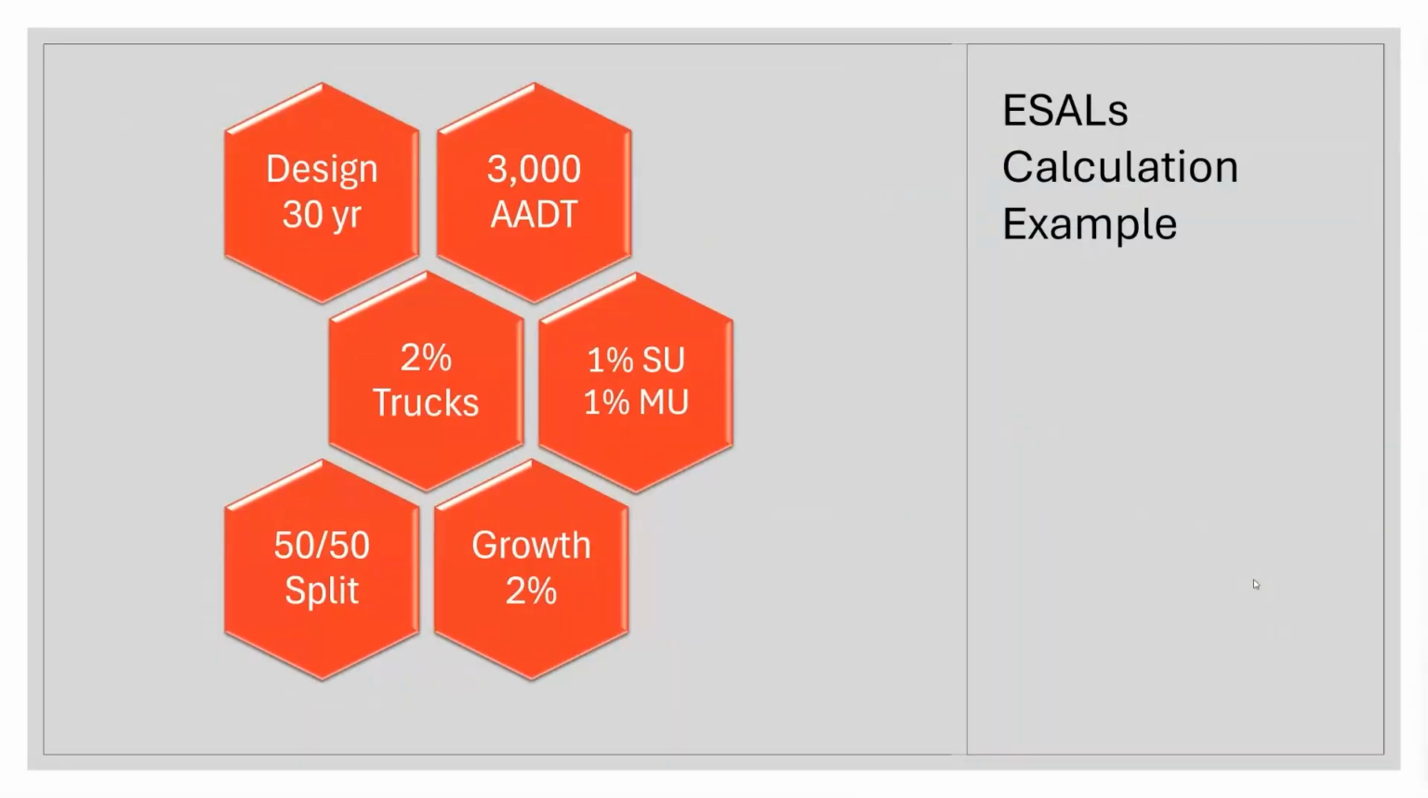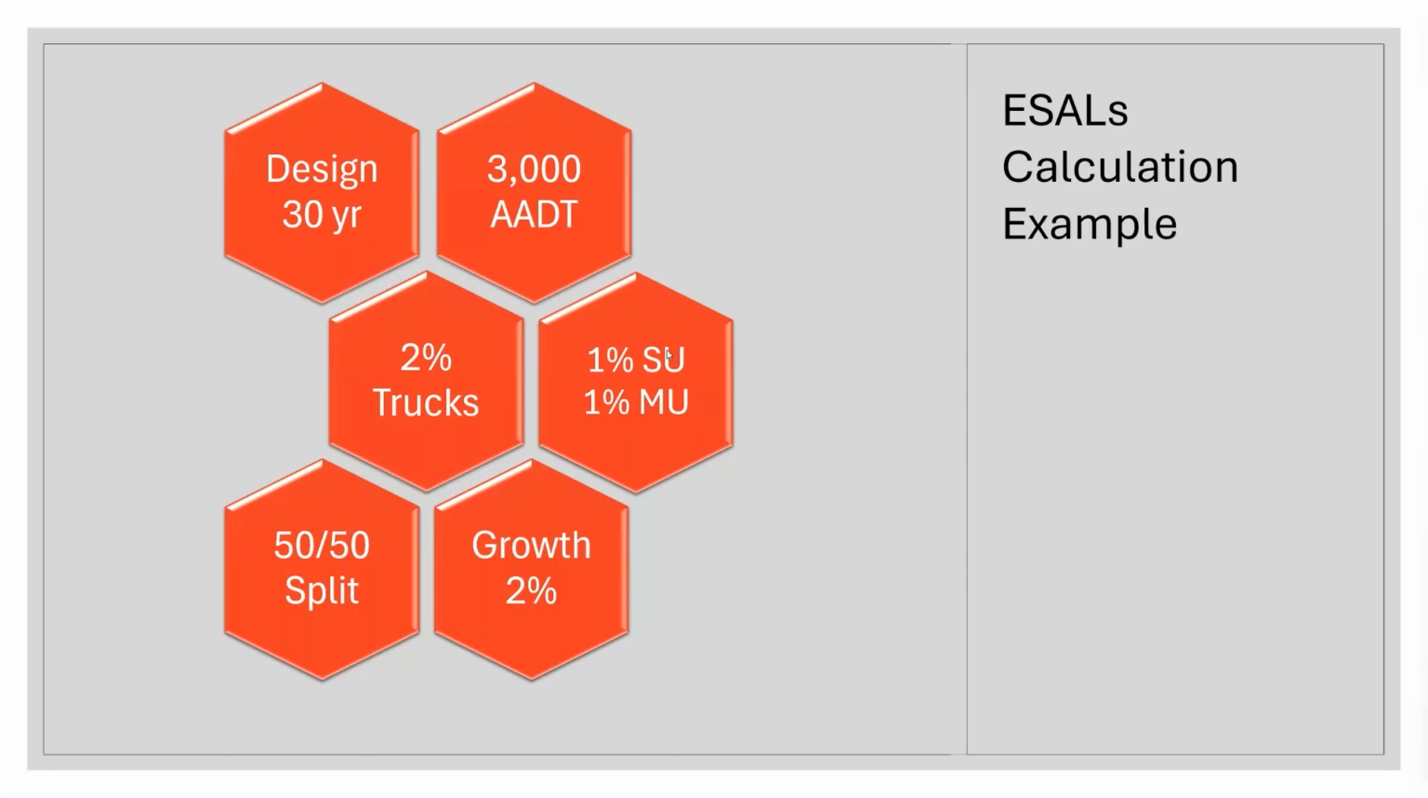All right, so let's do a few examples here. I think that's the best way to work through it. Let's say we bump our design life up to 30 years. Let's stick with our 3,000 daily traffic. Let's say we just have 2% trucks. I think for local agencies, that may be realistic in some cases.